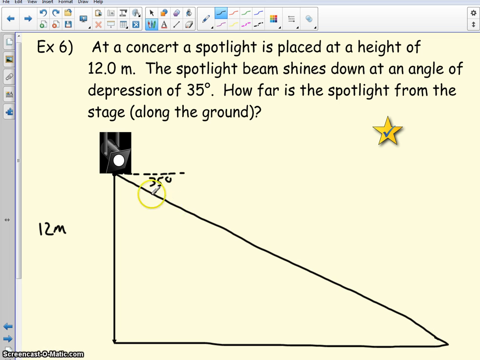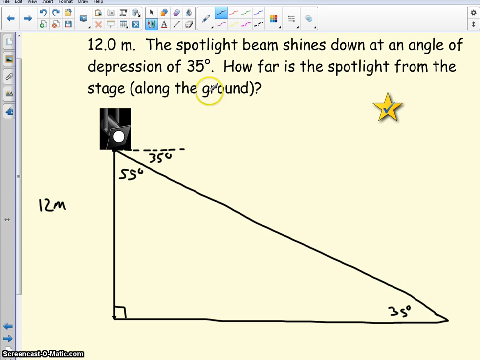Okay, so with that in mind, we still don't have any angles inside the triangle, but we can quickly find them out in a couple ways, right? We know that these two angles here have to add to 90 degrees. So you can go 90 minus 35 to say that this one is going to be 55 degrees. Or you could use a Z pattern here to look at this one and say, okay, if that's 35 degrees, this down here has to be 35 degrees as well. Okay, and then you want to find out the distance the spotlight is from the stage along the ground, so you're looking for this, so I'll call this side length D.